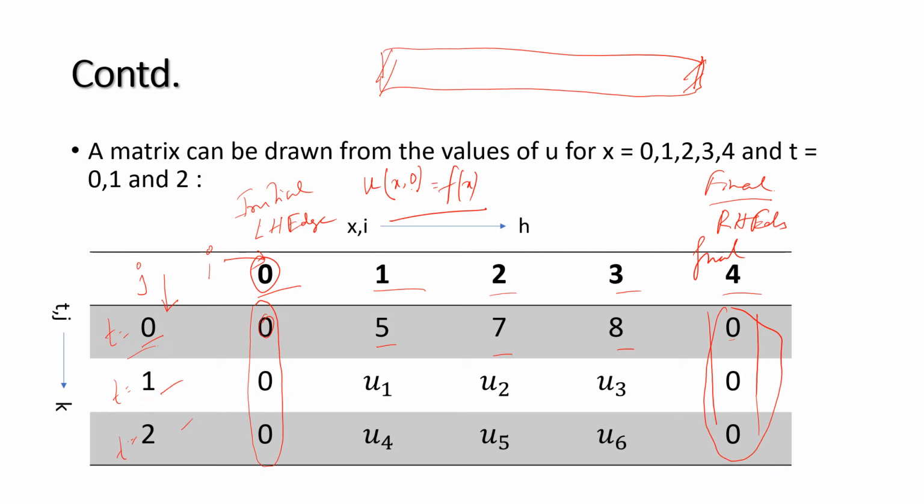But at t is equal to 1, t is equal to 2, nothing was given in the question. So we write it as it is: u1, u2, u3, u4, u5, u6. So these are all unknowns. We do not know what the temperature is here. From the initial or boundary conditions given, we can find that at x is equal to 1, 2, 3, u will be 5, 7, and 8, and the edges will be at 0 degrees centigrade. This is also given. So you have to find the value of u1, u2, u3, u4, u5, and u6. This is your job.